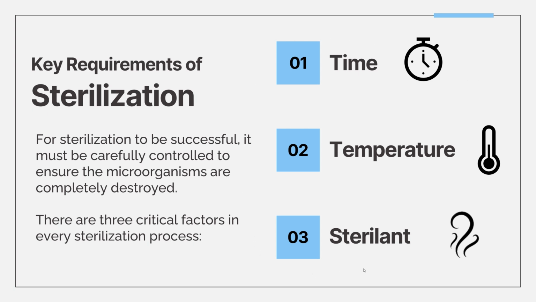So all of these three must work together. If one is off, sterilization can fail. For example, lower temperatures need longer times, and some materials can only tolerate certain sterilants. Monitoring these ensures reliable sterilization every single time.